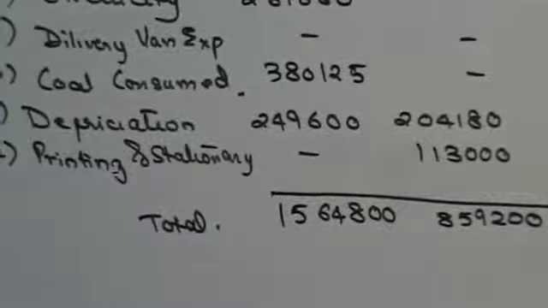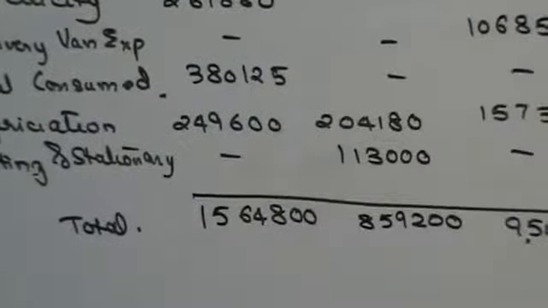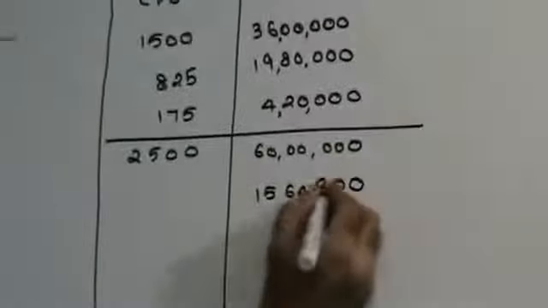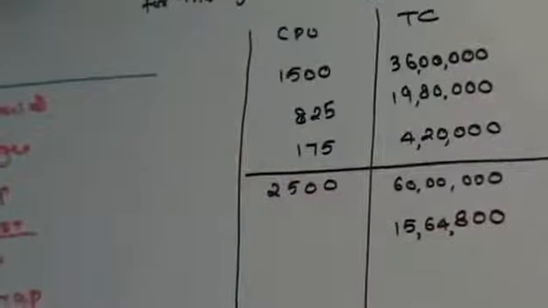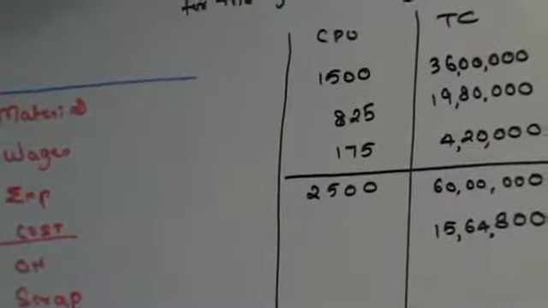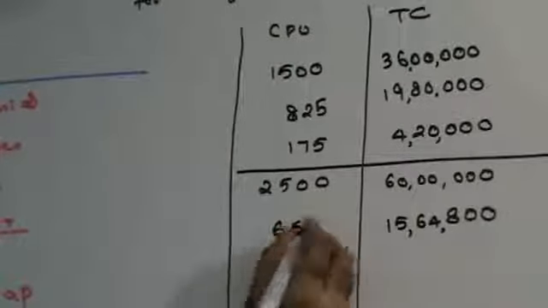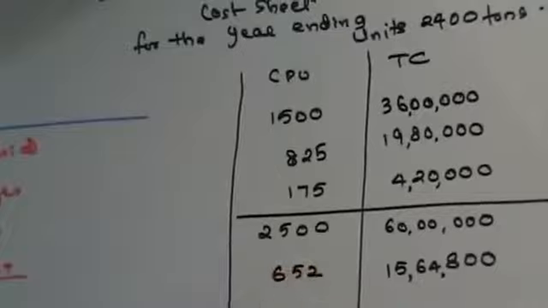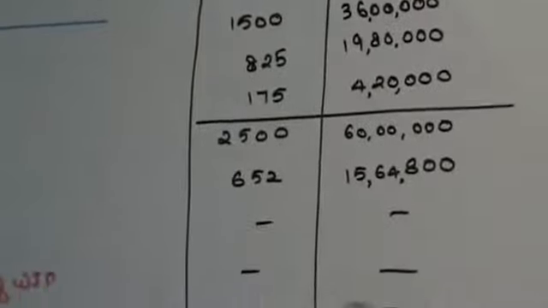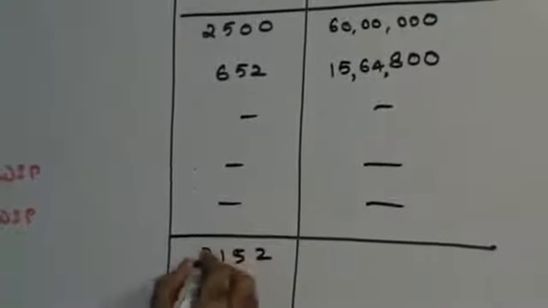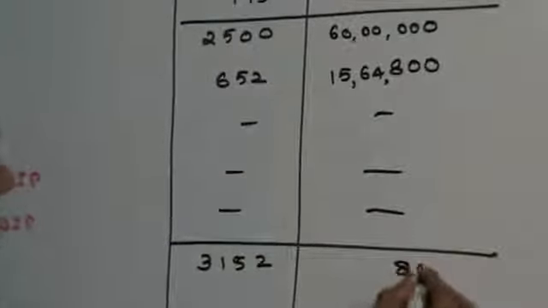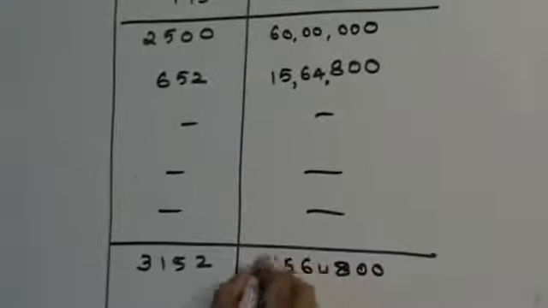Now all you have to do is transfer them to your cost sheet. So factory overheads you just found out is 15,64,800. Divide that by 2,400. 15,64,800 divided by 2,400 is 652. There is no sale of scrap, opening and closing stock of WIP. So this is 2,53,152.